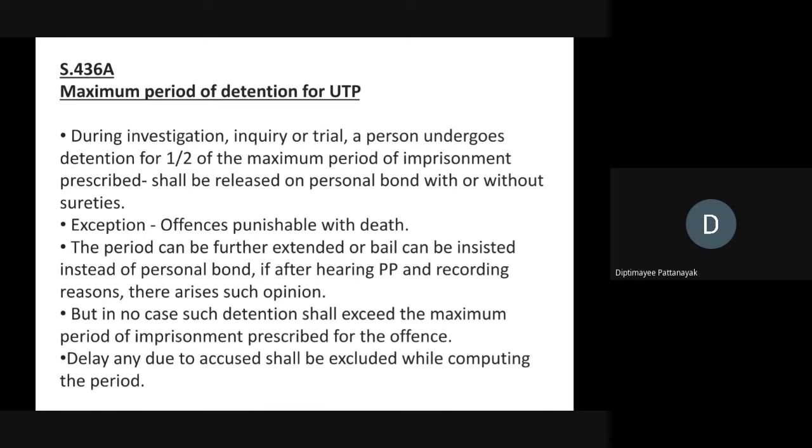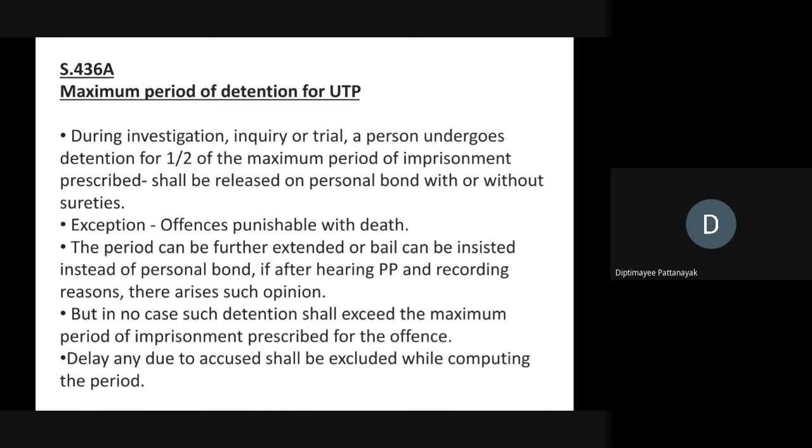This is also a mandatory provision. It's a default bail. If half the maximum period of imprisonment prescribed has elapsed and the accused is still in custody, then he shall be released. An exception to this rule is in offences which are punishable with death, where there is no provision for halving the period. So, of course, that way, this is an exception.